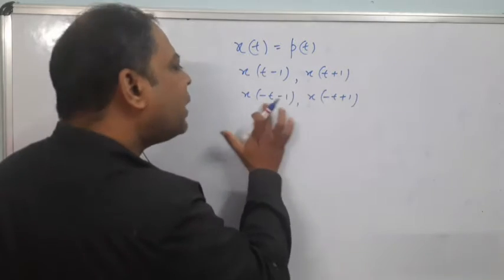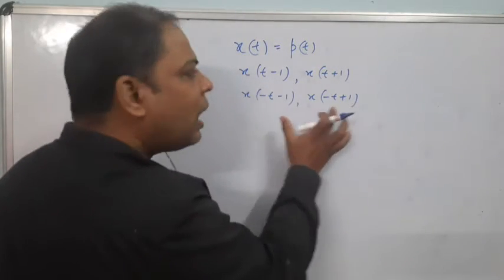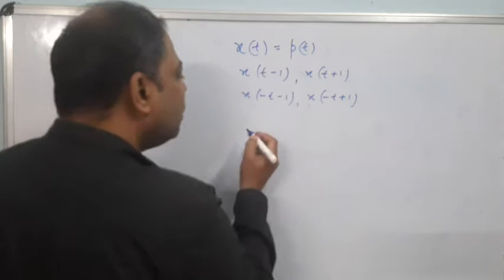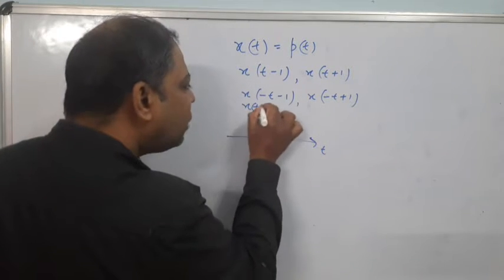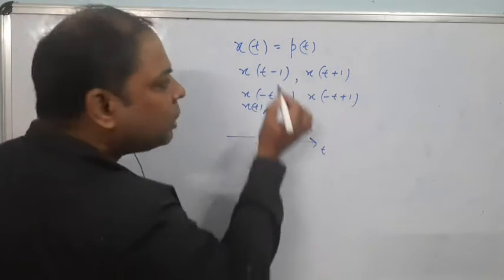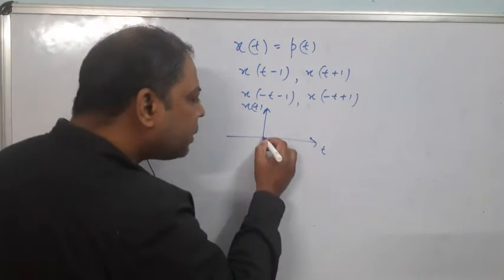Anyway, here just mark x(t) is equal to p(t), x of t minus 1, x of t plus 1, x of minus t minus 1, x of minus t plus 1, how to sketch. Okay, see, you know, this is your time axis, now this is your x(t). And what is x(t)? x(t) is a parabolic. Actually, p(t) means unit parabolic. Unit parabolic means you can draw in this manner.